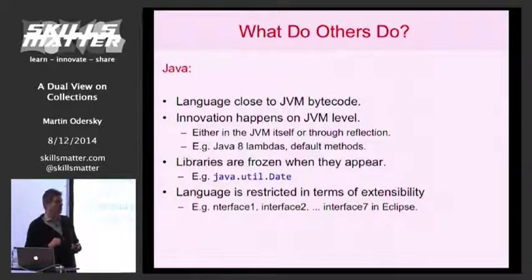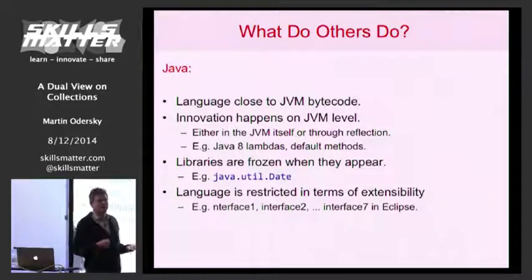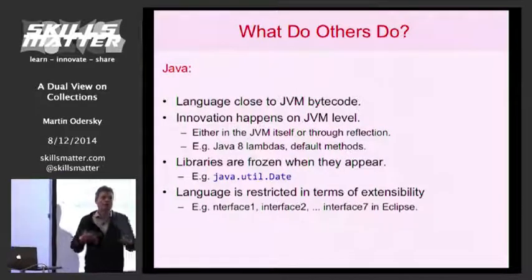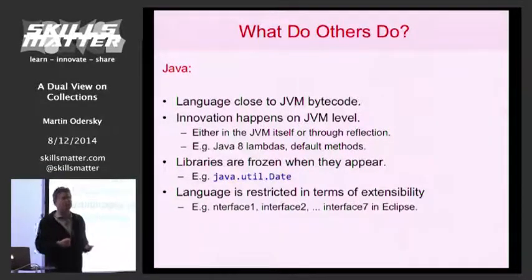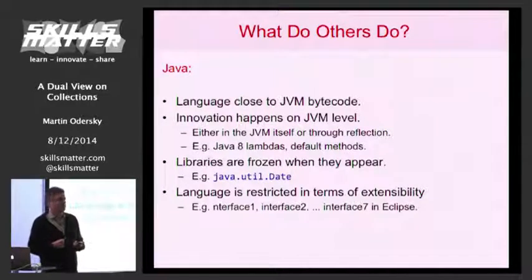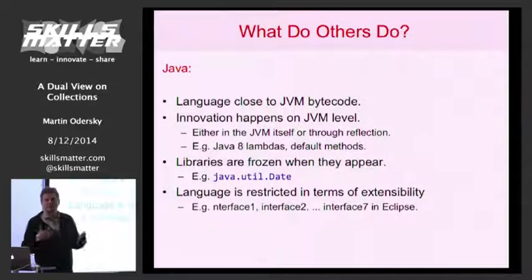And what innovation there is mostly happens at the JVM level. So I mentioned, for instance, traits and methods in traits. In Java, they could have done the same thing, but they would have gotten the same binary compatibility problem. So what they did instead is default methods, and default methods is a JVM abstraction.